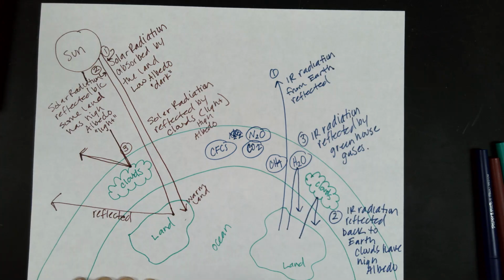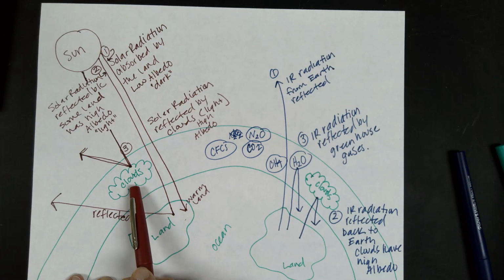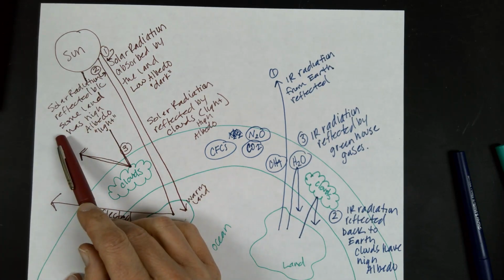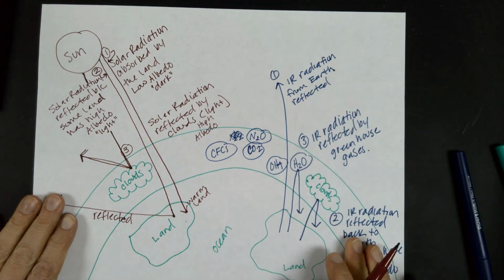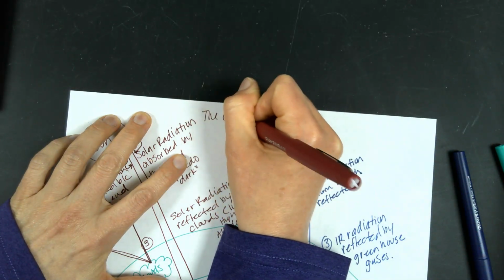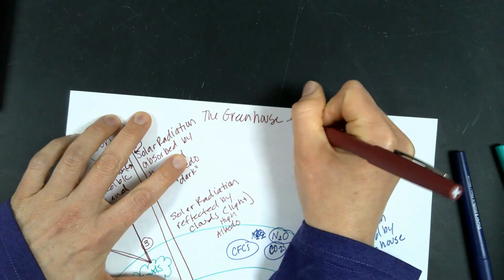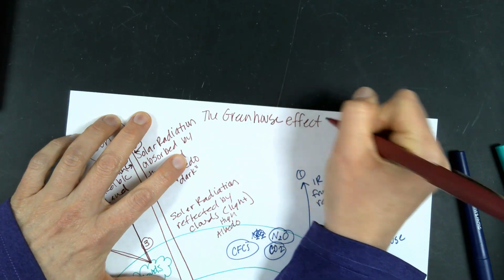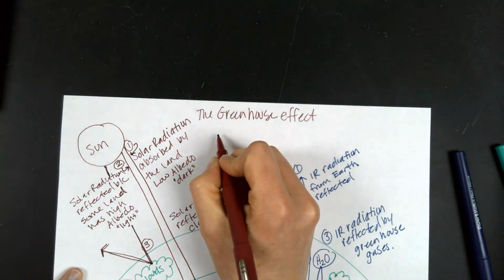I do want to note one thing on here. Do you notice the clouds? Do you notice how clouds reflect solar radiation, but they also reflect IR radiation back to us? So I do just want to put a note on here. Oh, and I forgot to name this, we can call this the greenhouse effect. It's probably good to have a title on this page. So let's do a note here.